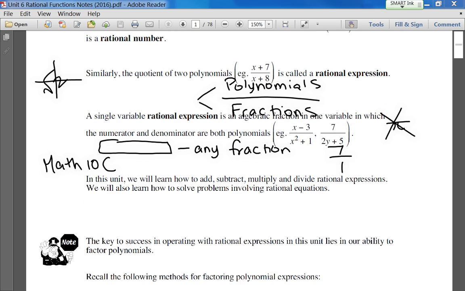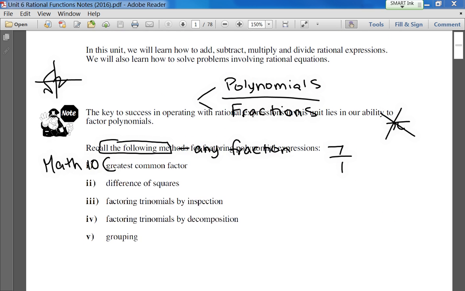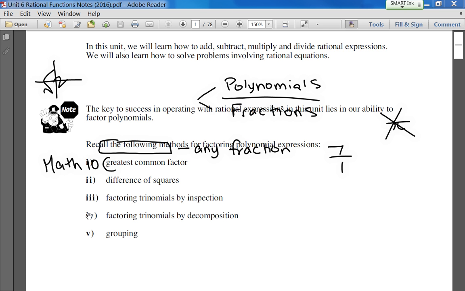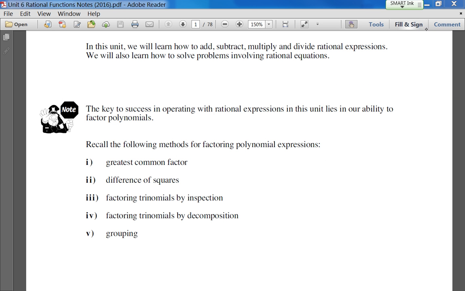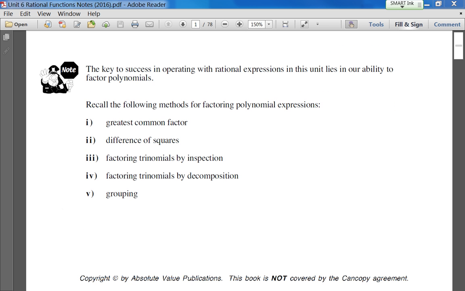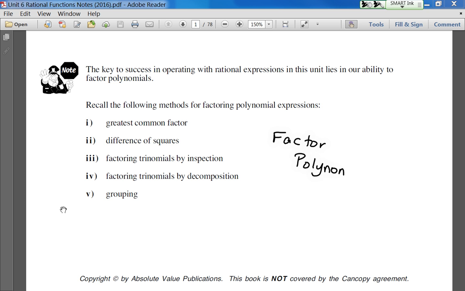Okay. So in this unit, we're going to learn how to add, subtract, multiply, and divide. Okay, so like I said, anything you could do with a fraction, we're going to do with polynomials. Basically this is all the stuff from polynomials that you need to know how to do. So if you can't factor polynomials, this unit is really going to be a disaster. So if you struggled with the factoring unit, you got to get good at it. Okay, so that's what this little section is.